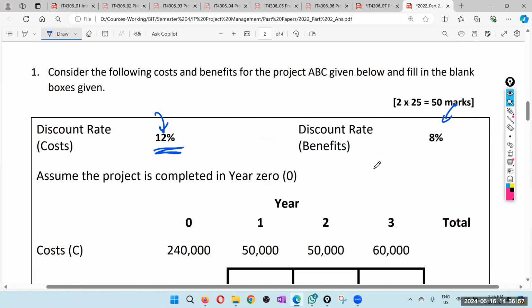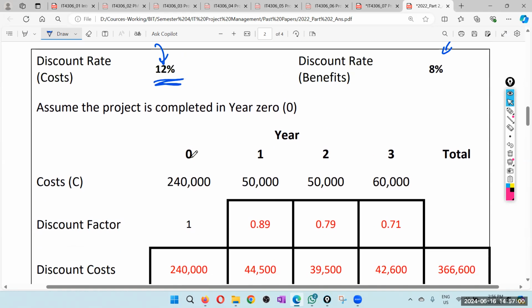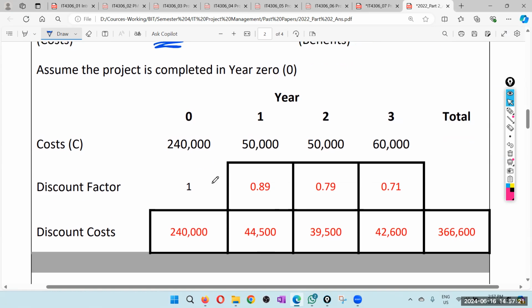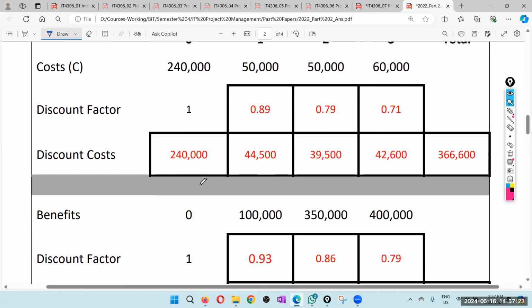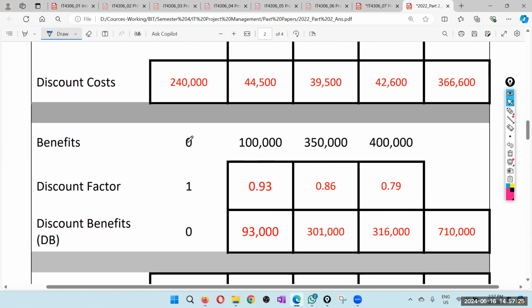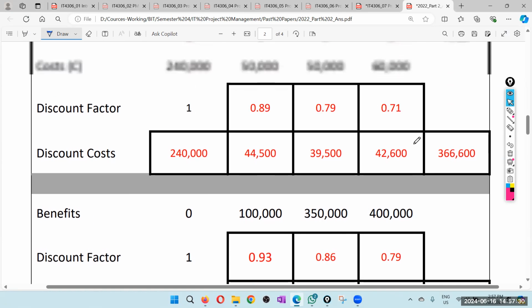Right. So this is 0, that means initial cost. For the initial cost, obviously the discount factor is 1. And these are the costs: 240,000, 50,000, 50,000, 50,000. So the discount factor they have not given. And these are the benefits: 0, 100,000, 350,000, 400,000.